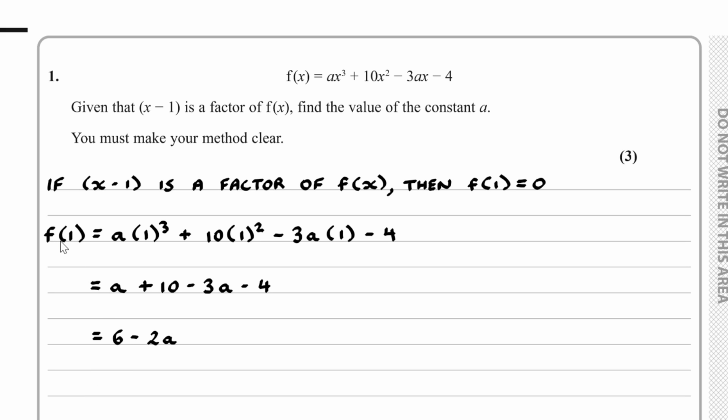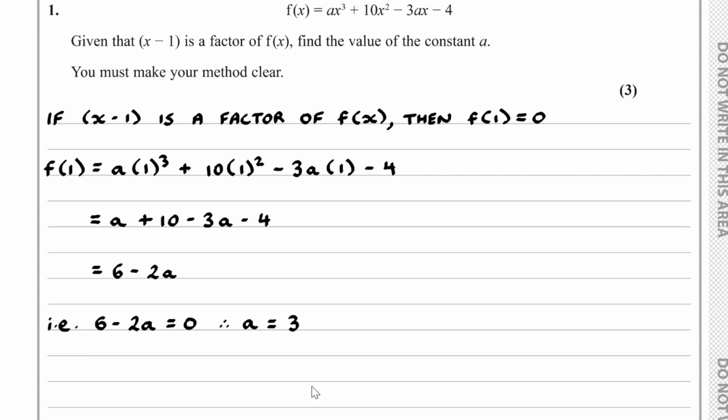Now that we know what f of 1 is, we can set this equal to 0. So, we've got 6 minus 2a equaling 0, and therefore we can conclude a is equal to 3.